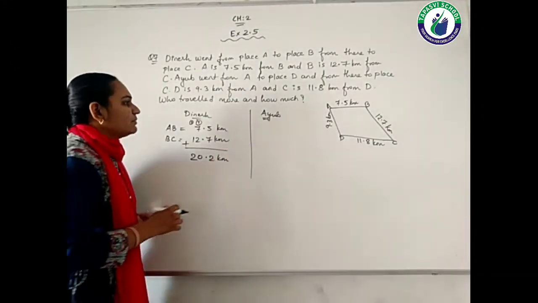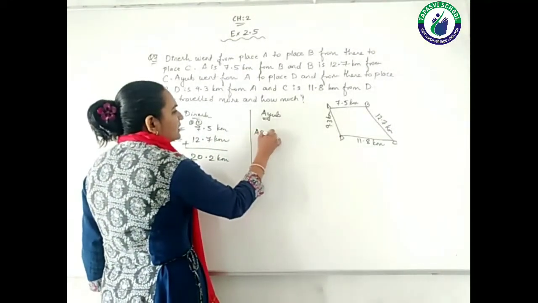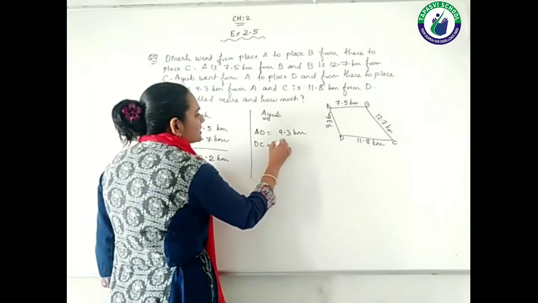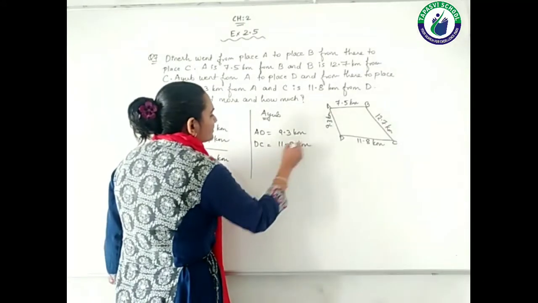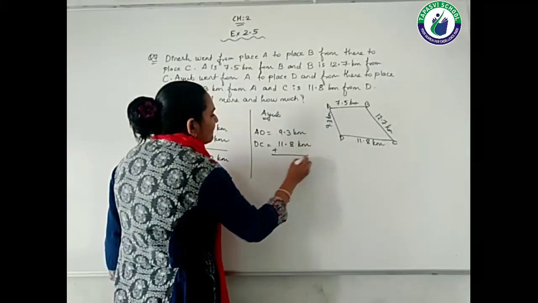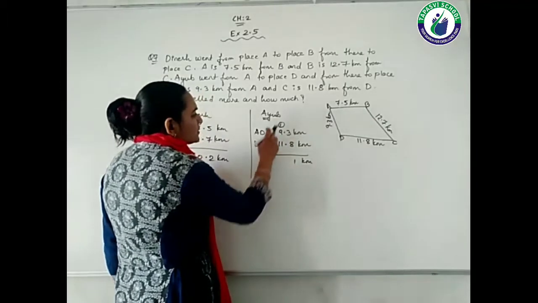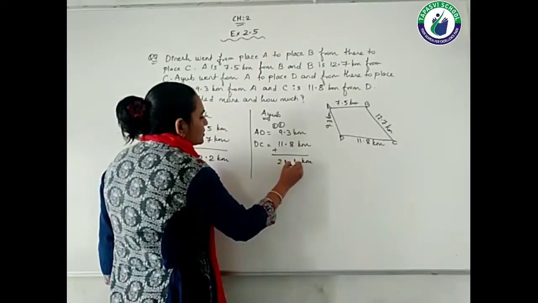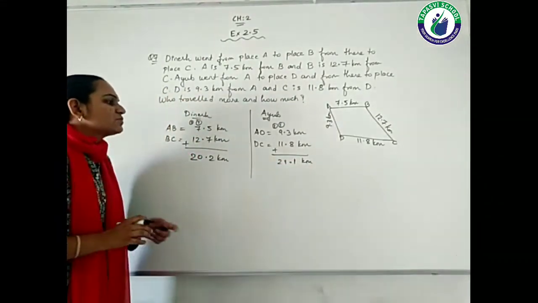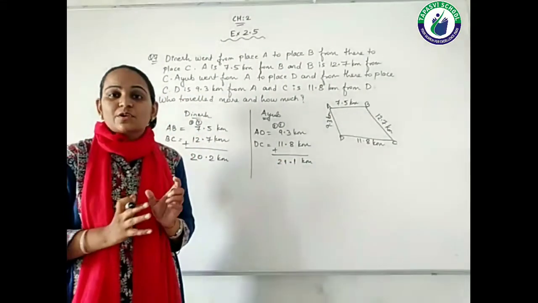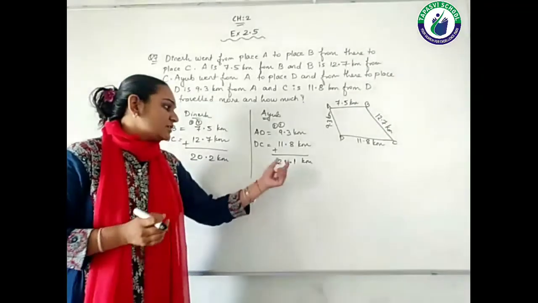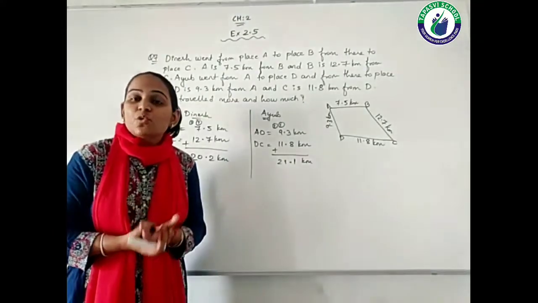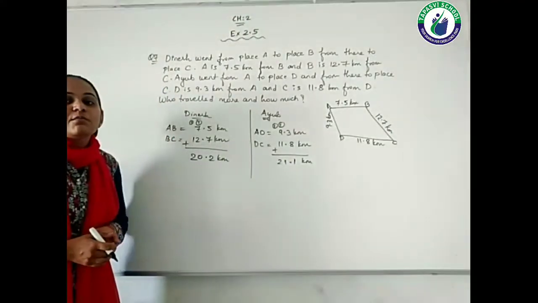Now moving to Ayub, right? So AD is equal to 9.3 km and DC is 11.8 km. So 8 plus 3 is 11. So 1 plus 9 is 10, plus 1 is 11, and 1 plus 1 is 2. So the total distance traveled by Ayub is 21.1 km. Now just look at the figures, students. It is 21.1 km and here it is 20.2. So after all, who has traveled more distance? You can say that Ayub has traveled more distance.